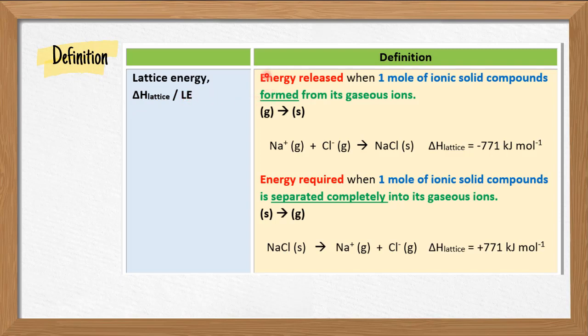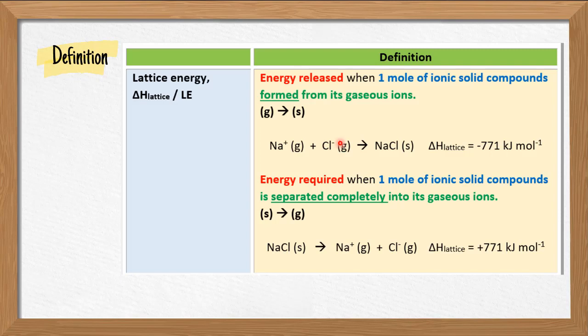First of all, it refers to energy release when one mole of ionic solid compound forms from its gaseous ion. So lattice energy will involve the conversions between gaseous ion and the solid compound. Heat release means that it is bond formation, so from gas into solid phase. Bond formation releases energy. Giving you the example, energy release when one mole of the solid ionic compound, sodium chloride, is formed from its gaseous ion.